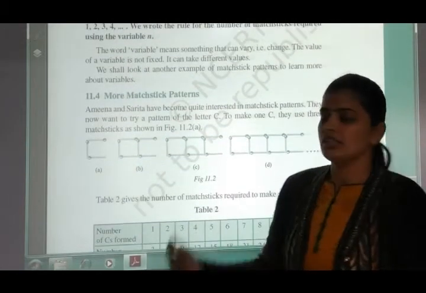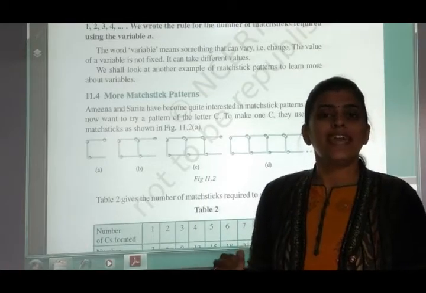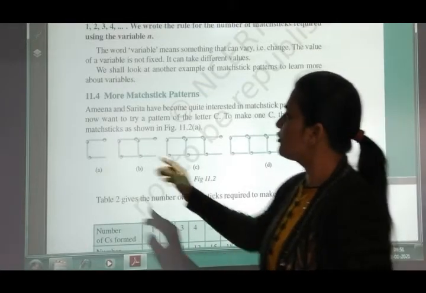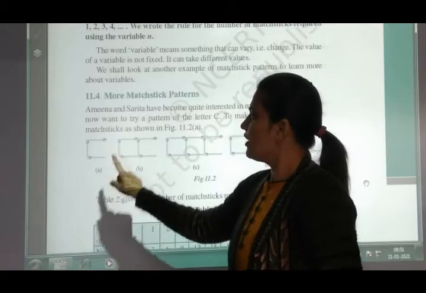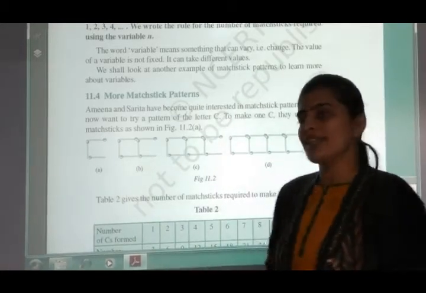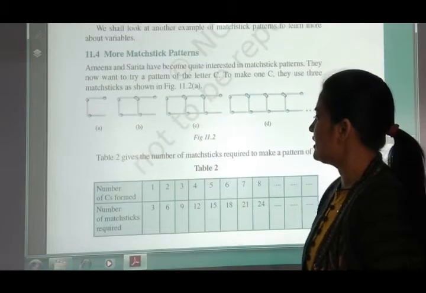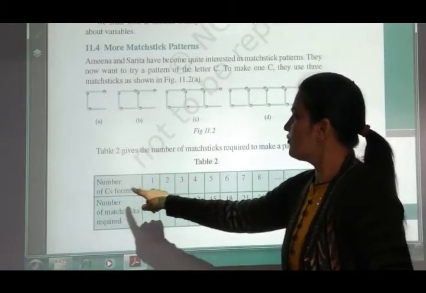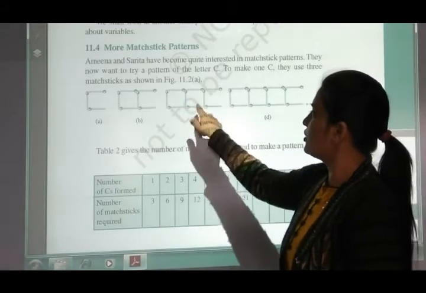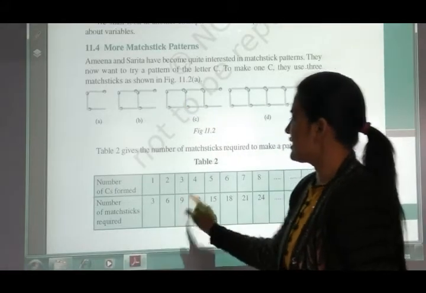Now previously we have seen how to make L's. Now here we will see how to make C's. For one C we need how many? 3 matchsticks. For 2 we need 6 matchsticks. Here you can see the table. If the number of C's formed is 3, here 1, 2, 3, then the number of matchsticks is 9.